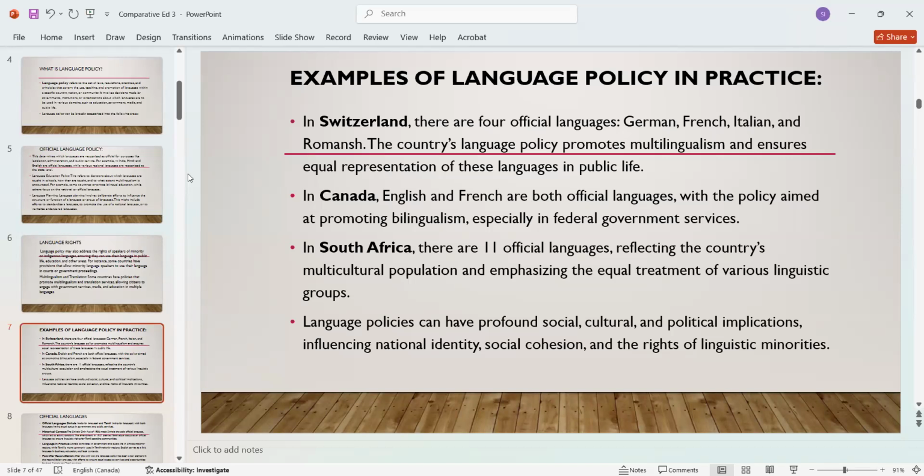So policy aimed at promoting bilingualism. Right? So they are promoting bilingualism.